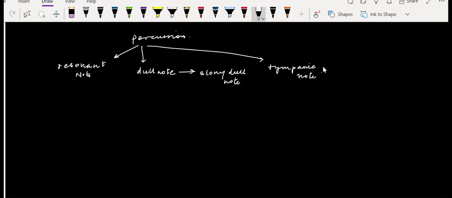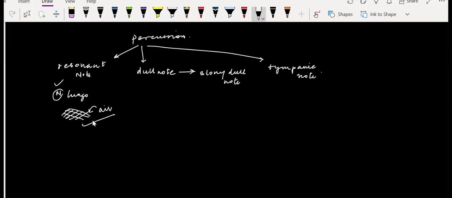So when we talk about the resonant note, this is normal in the lungs. Why? Because lungs have this particular parenchyma with spaces, and these spaces are filled with air. Such a tissue, which has a little bit of interwoven connective tissue with air-containing spaces, has to produce a note which is called a resonant note. So any normal person, just go and tap over the lungs, the kind of sound which is generated and heard is called your resonant note.